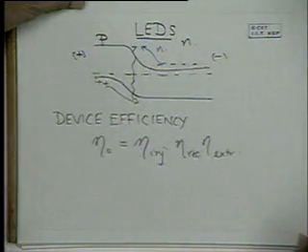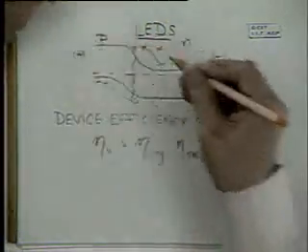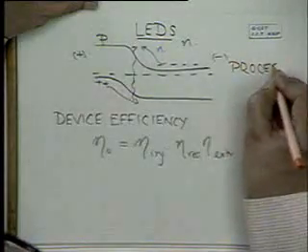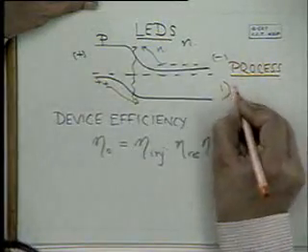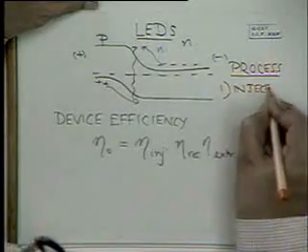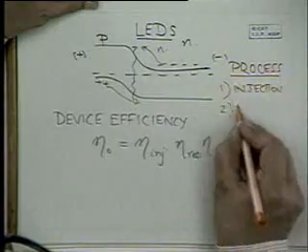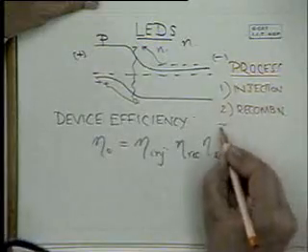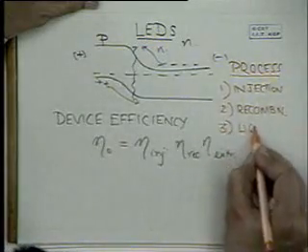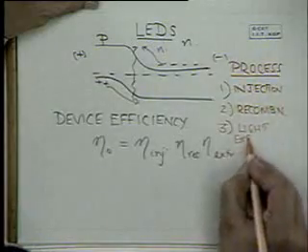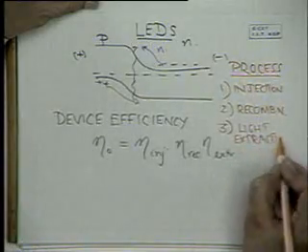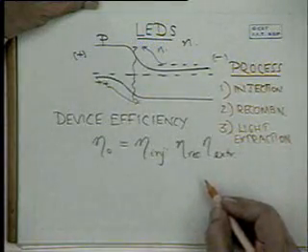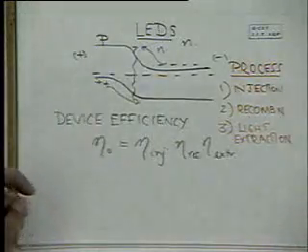Because the process of light emission involves the injection of minority carriers, recombination of the electrons and holes, either directly or through impurities, and then the light has to be extracted. And as I discussed last time, there's a difference between gallium arsenide and gallium phosphide, because one substrate is transparent and the other is not.